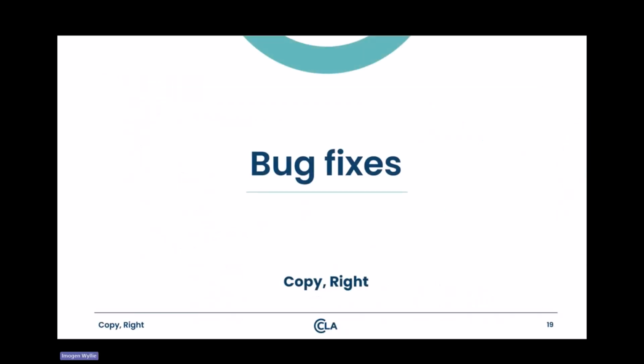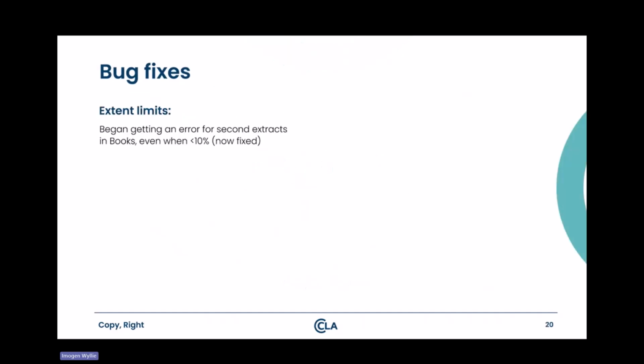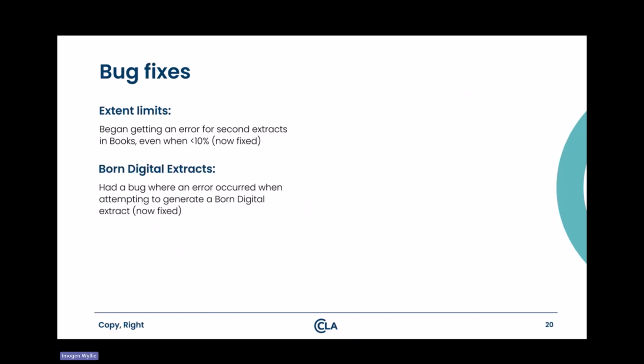We've also just made a few bug fixes. I'll run through those really quickly. The extent limit I just talked about: we started getting an error for second extracts in books, even when it was below 10%. I don't know why that wasn't picked up in testing. We need to look at our algorithm for that. But anyway, it's now been fixed, and that should be working fine again.